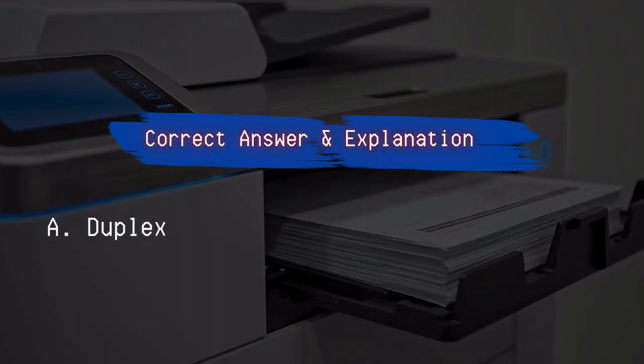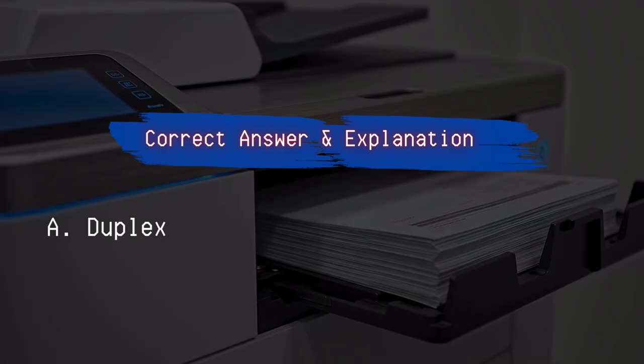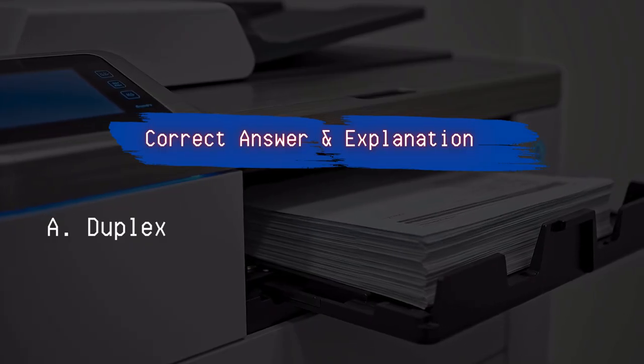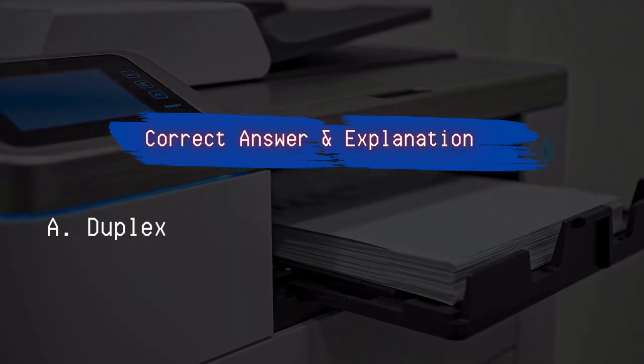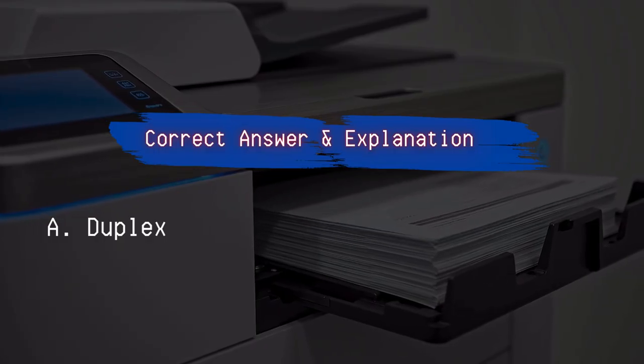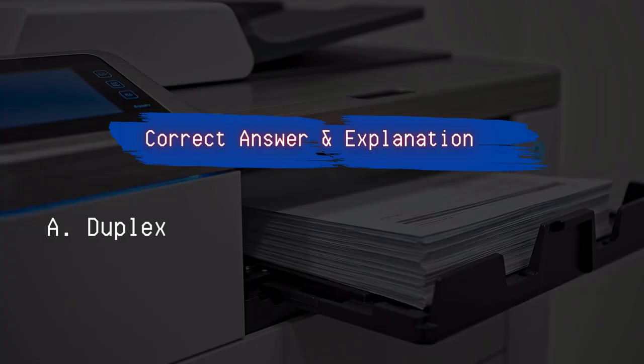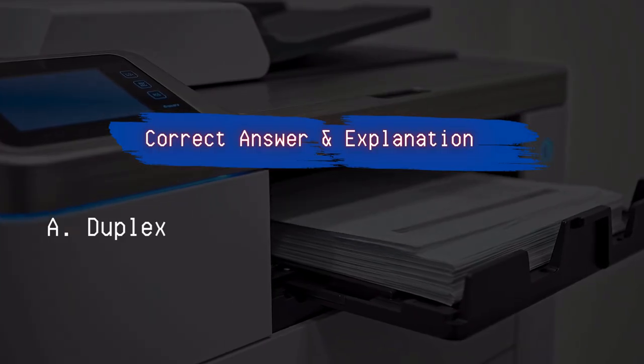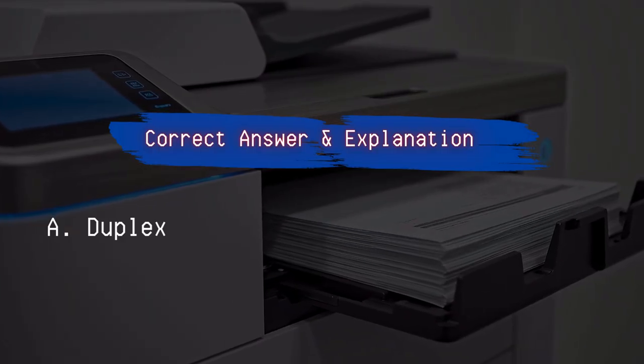Correct answer: A, duplex. Duplex printing allows printing on both sides of the paper, which reduces the total paper usage. If the printer is using double the amount of paper as expected, it is likely that duplex printing is not enabled. Configuring the printer for duplex printing will solve this issue.